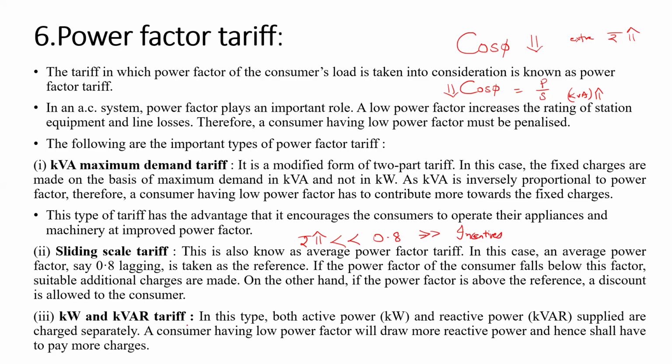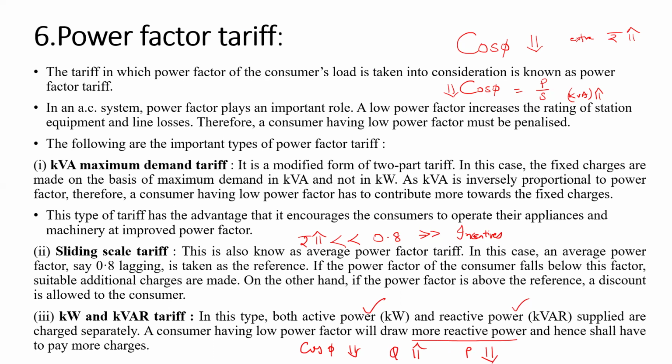Kilowatt and kVAR tariff depends upon kW, which is active power, and kVAR, which is reactive power. Separately, they can segregate there. A consumer having low power factor will draw more reactive power. That's the main thing. If cos phi is low, they consume more reactive power, and obviously there is a drop in the active power P.